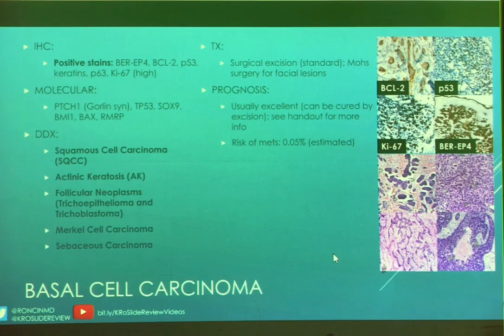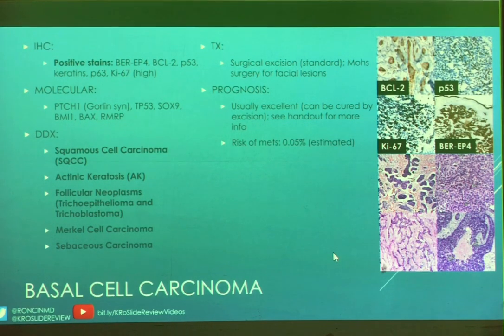Prognosis with basal cell is usually excellent and is often cured with excision. And I put in there, see handout for more info, because it definitely gets more complicated than that. And the risk of metastasis with basal cell carcinoma is less than a 20th of a percent. So that's estimated, but super low. And yeah, I wouldn't write that on the test, but I'd be like, what's the lowest number they have on there? And that's what you pick.